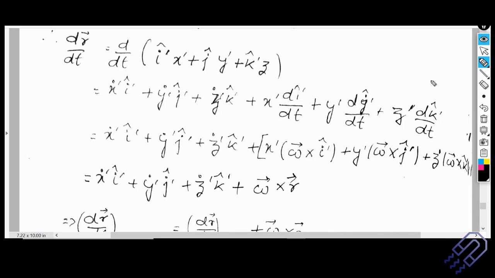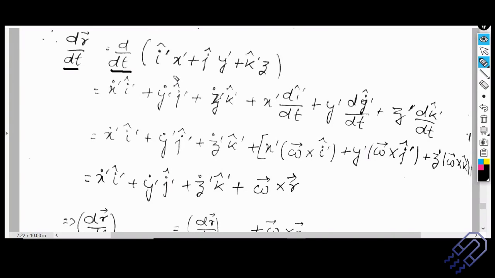So dr by dt can be written as d/dt of r, where r is the position vector, and here we are considering the body set of coordinates. If we consider the body set of coordinates and the space set of coordinates, we are going to find a relation between them. So what is the aim? The aim is to find the relation between the space set of coordinates and the body set of coordinates.